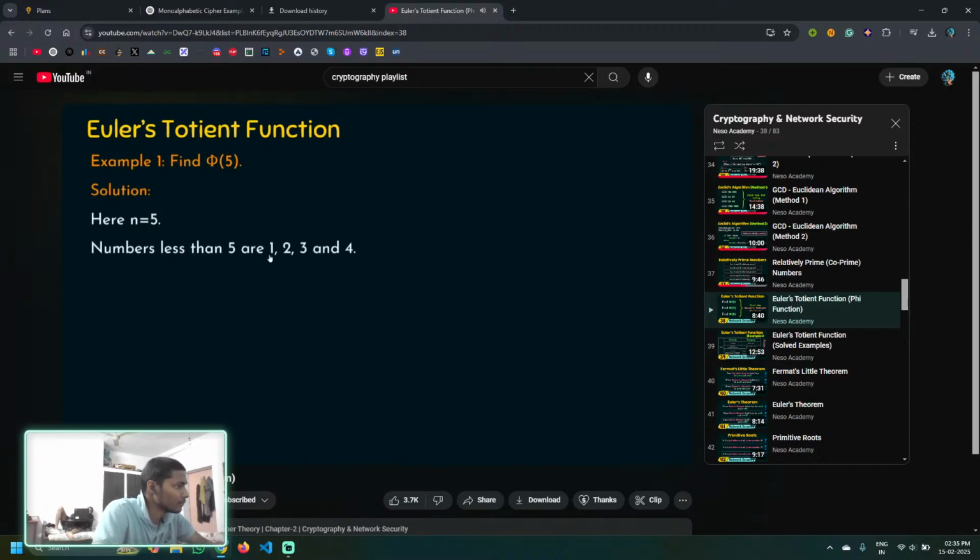So the numbers that are lesser than n are 1, 2, 3 and 4, because here n is 5. Out of these numbers, how many are relatively prime to n? We need to check whether 1 and 5 are relatively prime, 2 and 5, 3 and 5, and 4 and 5. So that's what we are going to find.